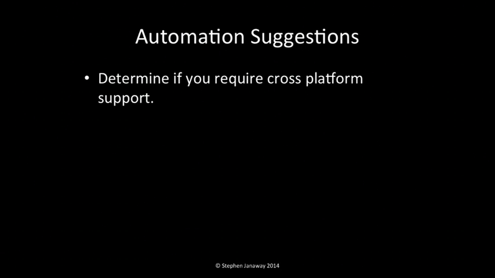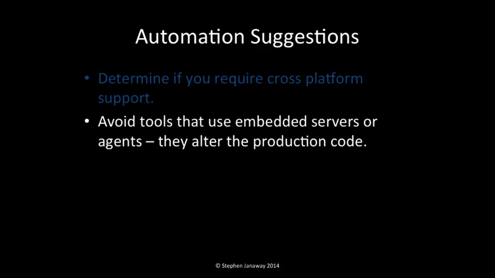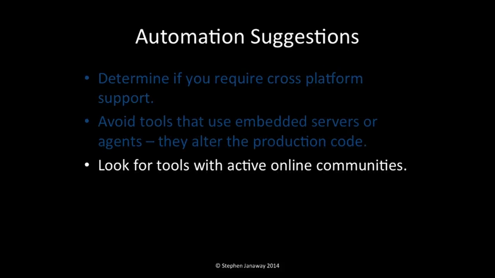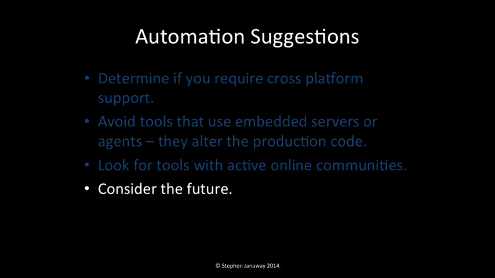My top tips, if you're going to go for automation: firstly, determine if you require cross-platform support. So if you want to test both iOS and Android, for example, that will drive which automation solution you pick. Try and avoid tools that use embedded servers or agents because they're altering production code. Some of the automation solutions do that. Look for tools with active online communities. You will need help. These tools all require workarounds in some cases. So look for the active online communities and consider the future. So consider what's going to happen with tools.